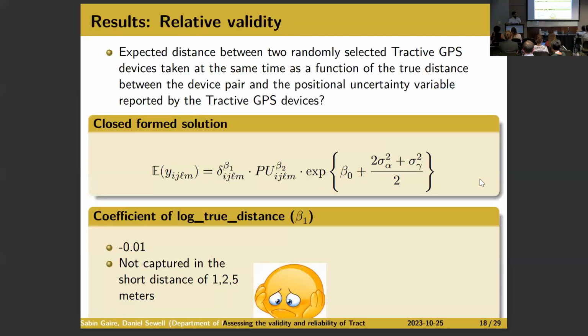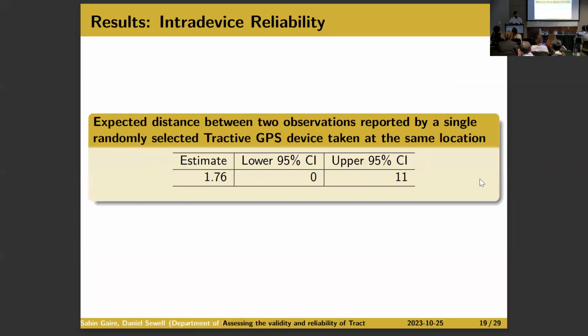So for the relative validity for 1, 2, and 5 meters, we were not able to capture the relative validity, because we got a negative coefficient for true distance, which means that if we increase the distance, the expected distance decreases. That doesn't make sense. So we are going to try this activity over a longer range, like 10 meters or 20 meters, to observe the relative validity. And for intra-device reliability, I think this was very convincing as well.